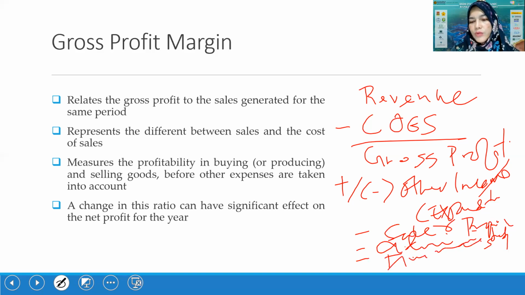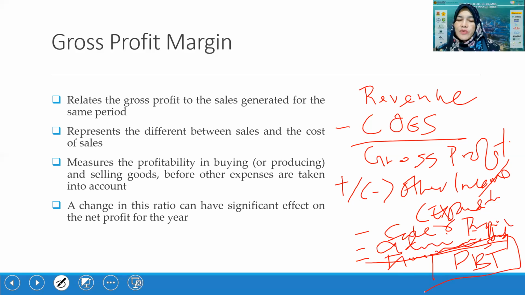Yeah, and then after that, what we will get is profit before tax. After you deduct all the expenditure, what you got is profit before tax, PBT. And then from PBT, what you have to deduct is tax. When you deduct tax from PBT, then only you will get PAT. PAT is profit after tax, right?